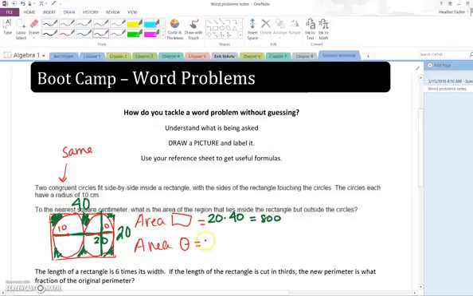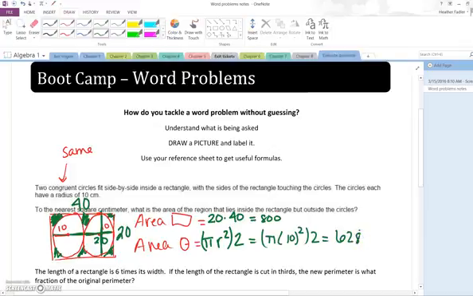Area of a circle, remember, is pi r squared. And I have two circles, so I need to multiply that by 2. So we have pi times 10 squared, all times 2. 10 squared is 100, times 3.14 gives you 314. Multiply that by 2, you get 628.